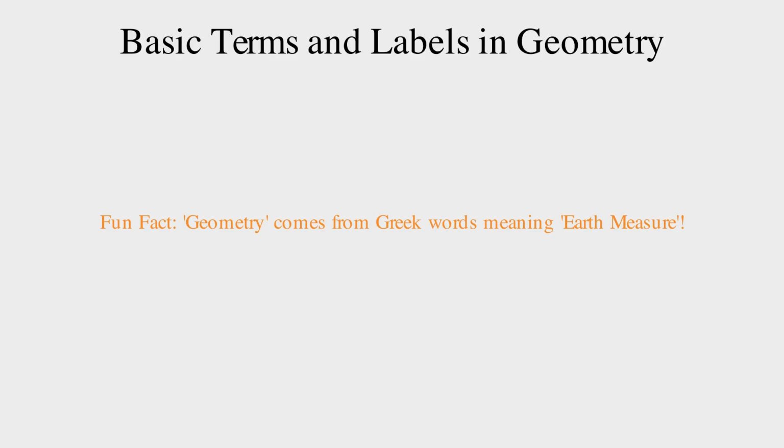Did you know? The word geometry comes from the Greek words geo, meaning earth, and metron, meaning measure. That's because ancient civilizations used geometry to measure land.